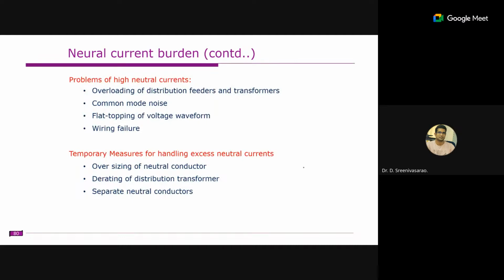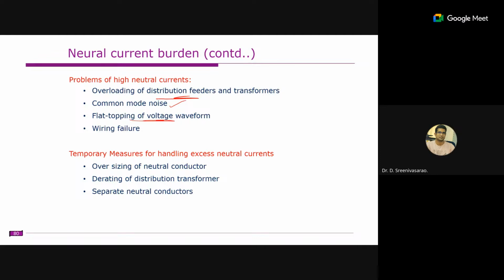To deal with neutral currents, since this neutral current is problematic, especially in data centers and the like, the neutral will carry more current compared to the phase currents. In case of computer kinds of loads, data centers or server loads, the neutral has more current when compared to the phase. Therefore, they normally increase the size of the neutral wire, usually 1.6 or 1.7 times the size required for the phase conductor. Neutral current can overload the distribution feeders, and it will induce some common mode noise.